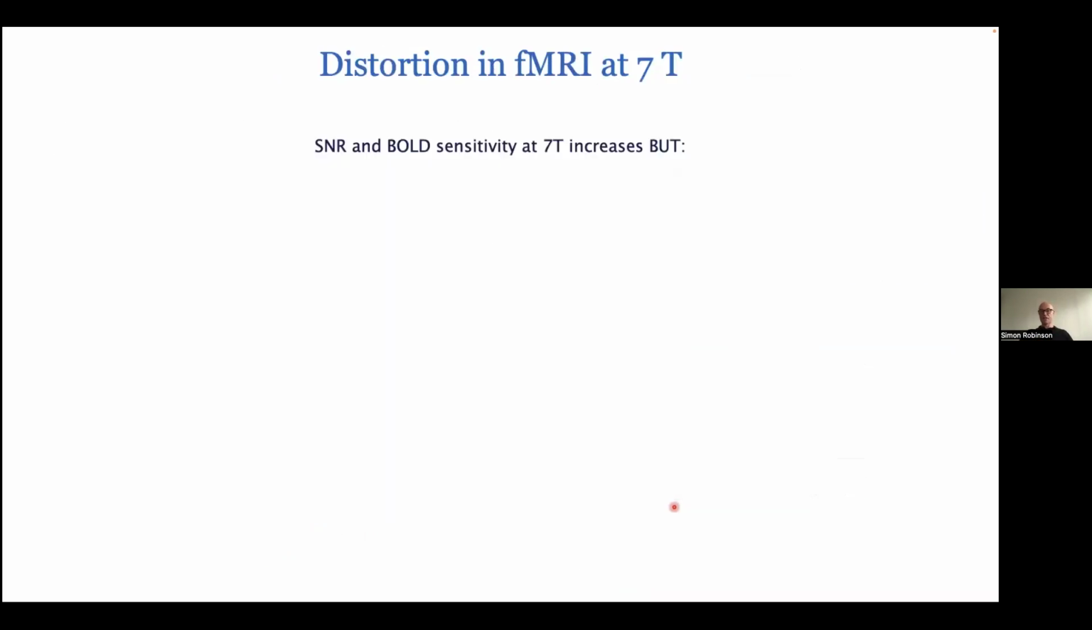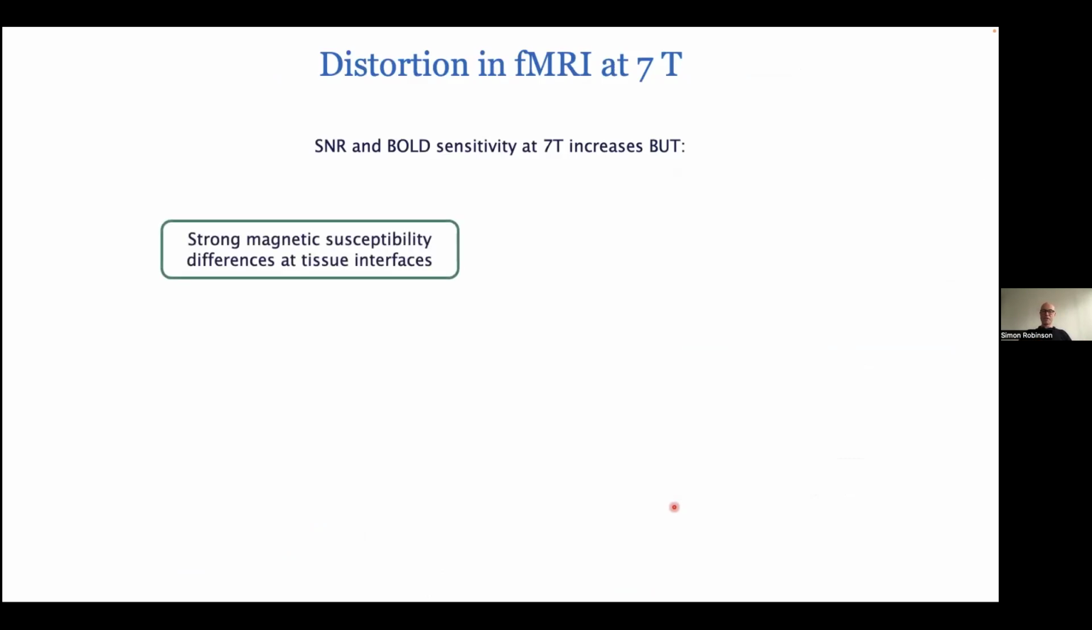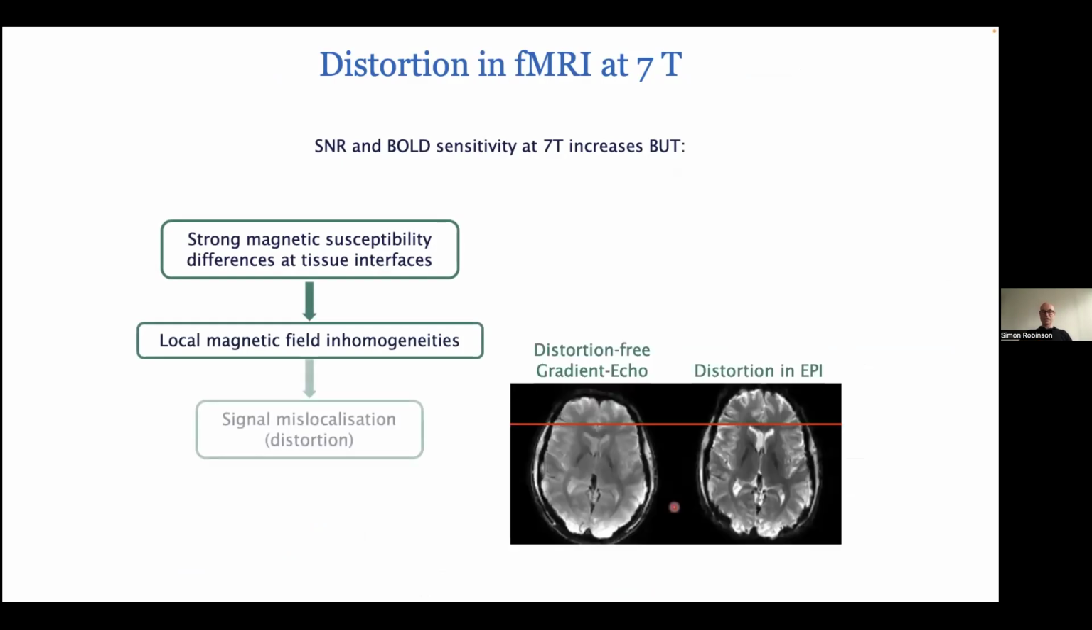I want to look now at distortion in fMRI at 7T. So we know that SNR and BOLD sensitivity are higher at 7T, but these strong magnetic susceptibility differences we've been looking at, at tissue interfaces with large local magnetic field inhomogeneities, lead to signal distortion, which I'm sure you're all familiar with, and that can really be quite large at 7T. So for instance, depending on acquisition parameters, it can be something between half a centimeter and 1 centimeter, which can obviously be crucial in some contexts, like for instance, clinical fMRI.